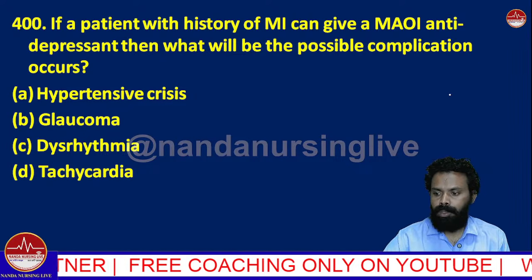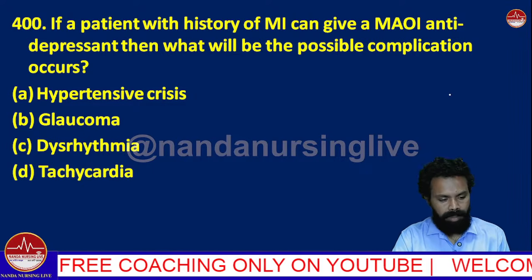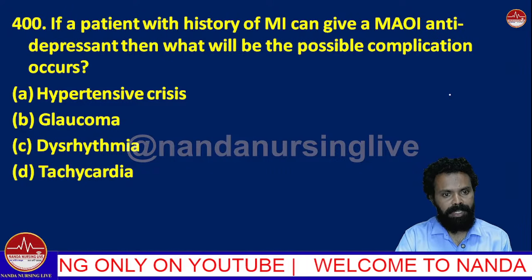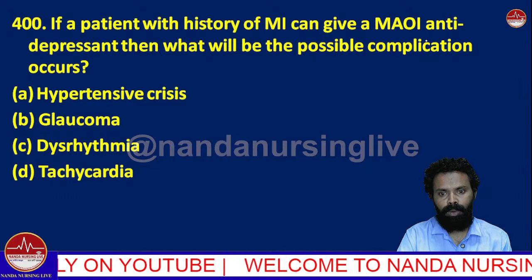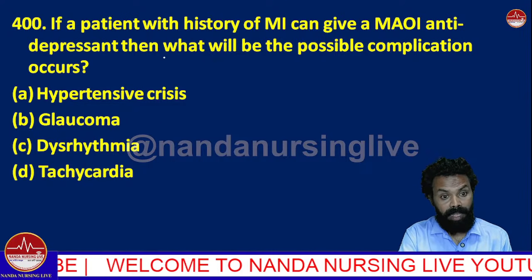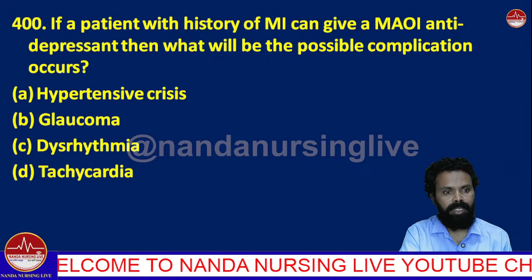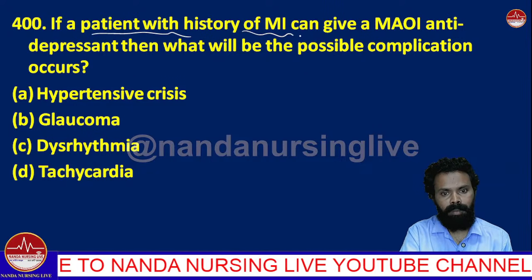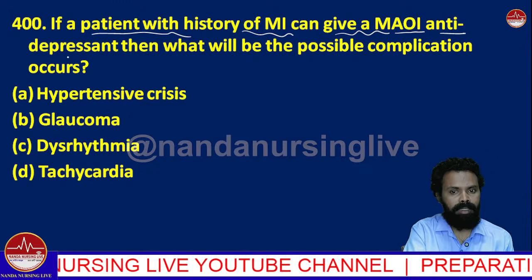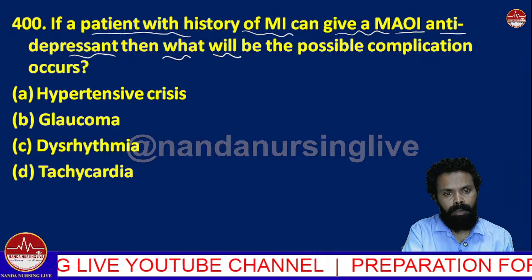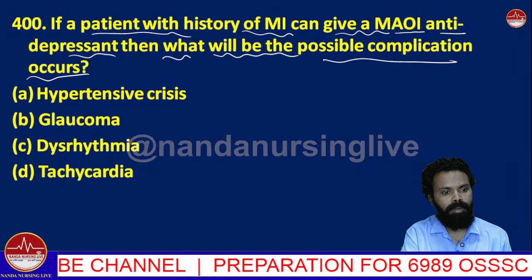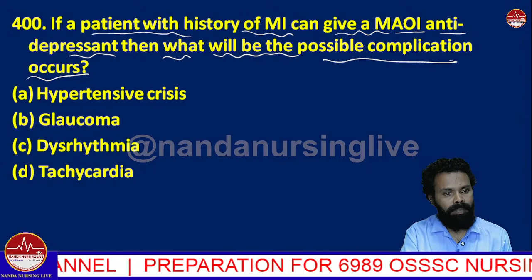Next question, number 400, beta, the last question for this evening session. If a patient with a history of MI, myocardial infarction, is given an MAOI antidepressant, then what possible complication occurs? Option A, hypertensive crisis; option B, glaucoma; option C, dysrhythmia; option D, tachycardia.